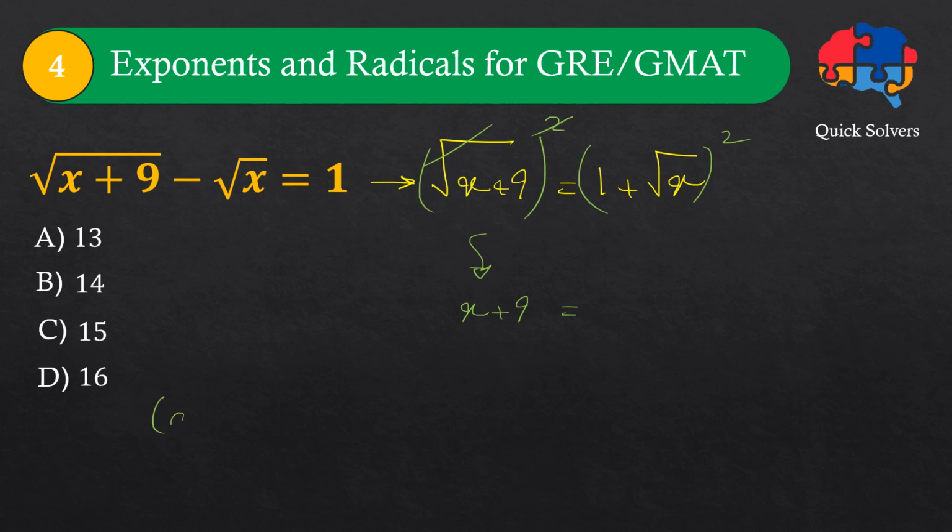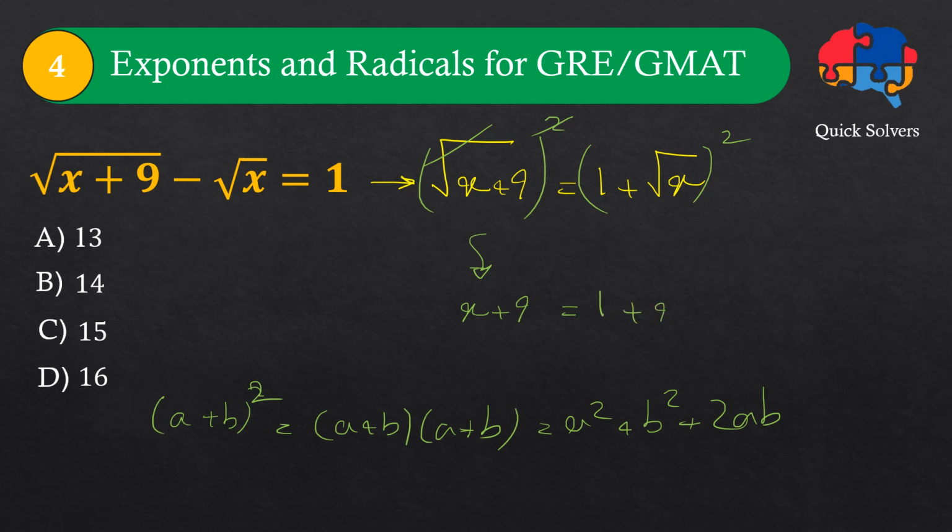Generally, we know when we have (a plus b) squared, this is (a plus b) times (a plus b), okay? And this is a squared plus b squared plus 2 times a times b. So following that, here on the right side, we have 1 plus x plus 2 times the square root of x, okay?